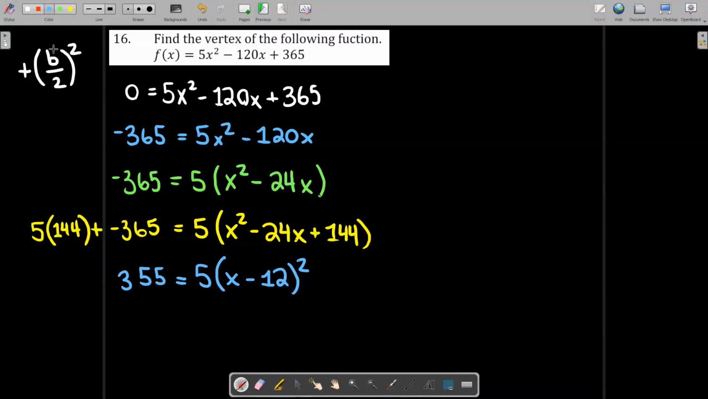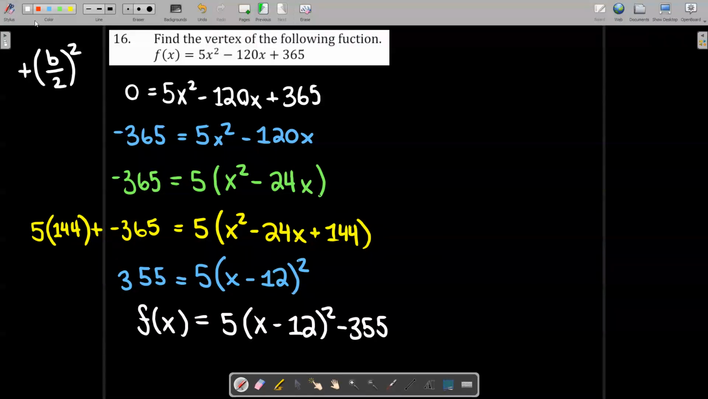And now, in order to put it back into function notation as a vertex form problem, we're going to subtract the 355 on both sides. So this would be f of x equals 5 times x minus 12 squared minus 355. And if you recall, I probably should have done this at the beginning of the problem, written my vertex form here. F of x equals a times x minus h squared plus k.